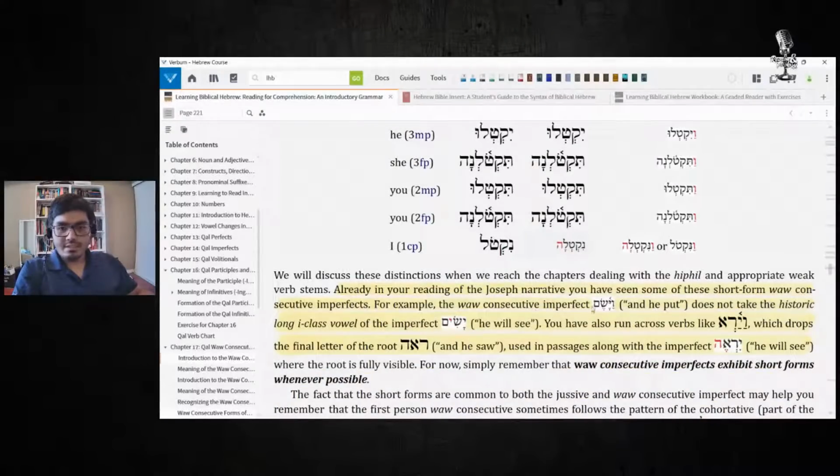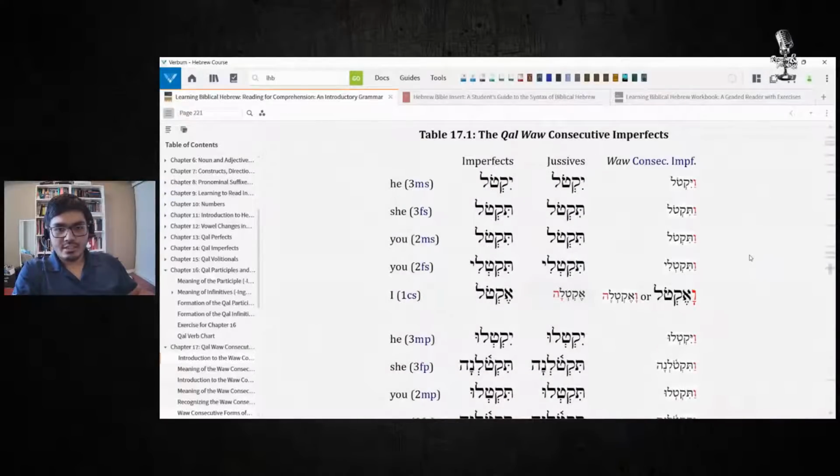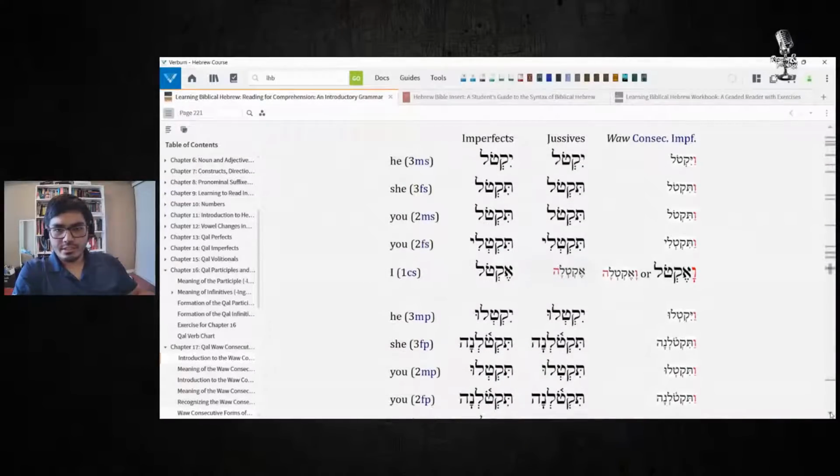So the verb consecutive imperfect for the verb seem would be vayasem. Notice that there is a segol underneath the sin here. Contrast this with the imperfect form yasim. Instead of the segol, you have a hirek and a yod. And this is an example of how the Viktor form is different from the imperfect form. And here we have a handy little chart showing you the differences.